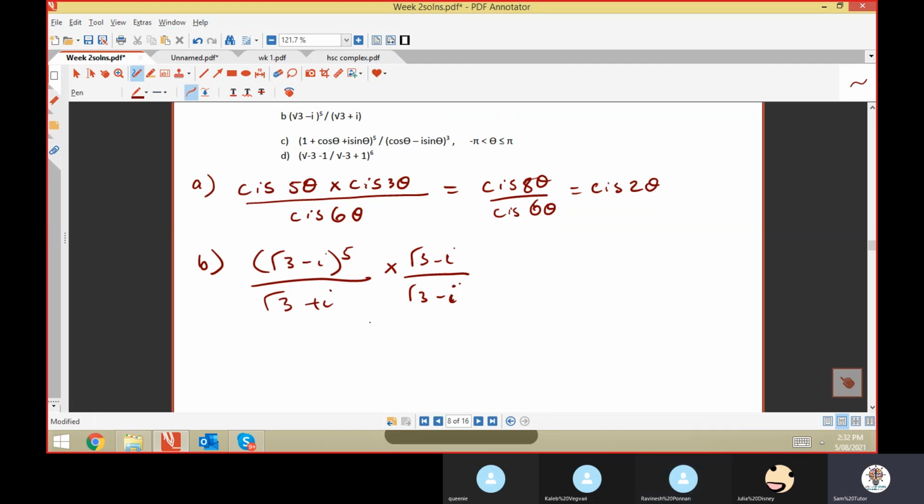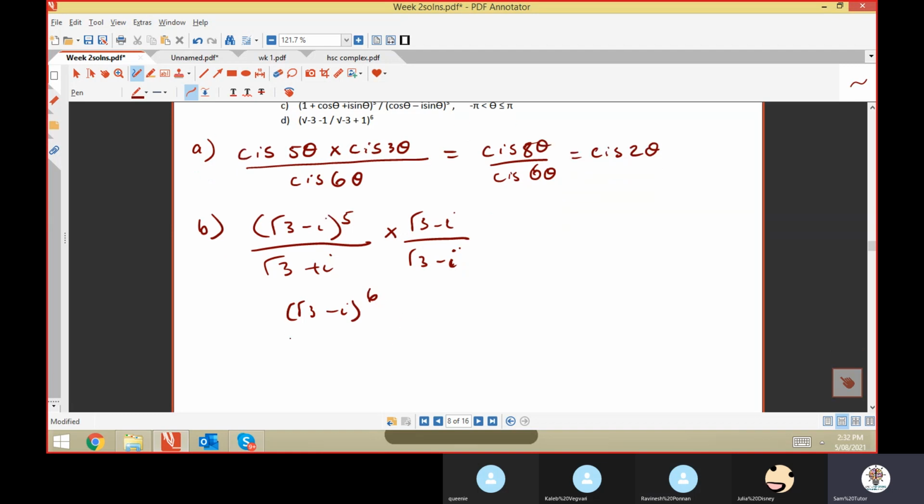Then that becomes root 3 minus i. You didn't have to do this for those who didn't think like that. I guess the bottom becomes 3 minus i squared, so 3 plus 1, because minus i squared is plus 1, so 4. Okay. But you're still stuck. How do I expand this?